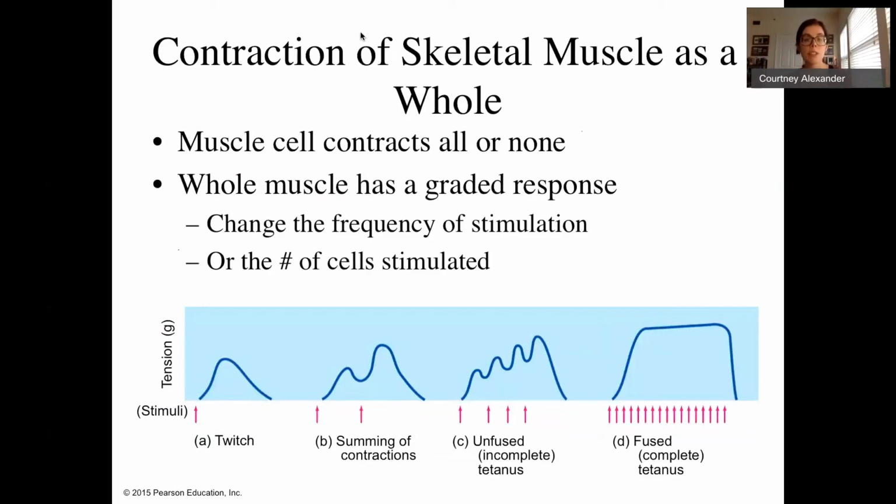However, we can have a graded response. We can change the frequency of our stimulation. So if we just have one motor neuron firing on a muscle cell, it's going to give us a twitch. Everyone has had those twitches before, where your eye just twitches, right? That's terrible. Or your finger just twitches a little bit. That's one motor neuron signaling onto one muscle cell. However, if the frequency of contractions comes close enough, so if the acetylcholine is released quickly, those will start to sum up. And when they do, we get a sustained contraction, which we call a complete tetanus.